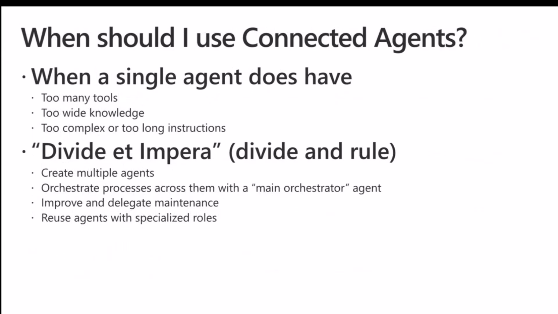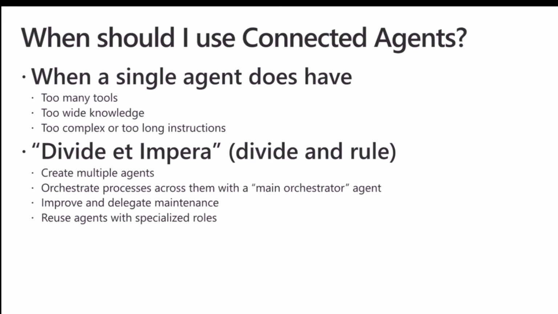So when we create connected agents with declarative agents, some of the reasons why we want to do so is, for example, when we want to use too many tools, and it is not a good idea to have too many tools inside a single unique agent. It is a better idea to have a more modular architecture where you have multiple agents with different tools, and then you have an orchestrator agent which will orchestrate the interaction between all of these agents.